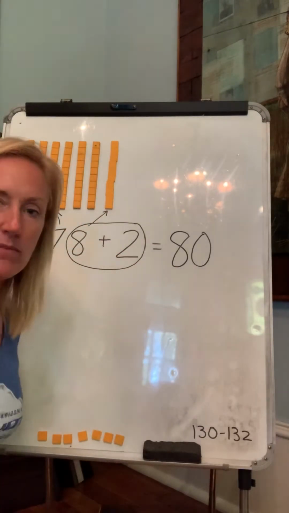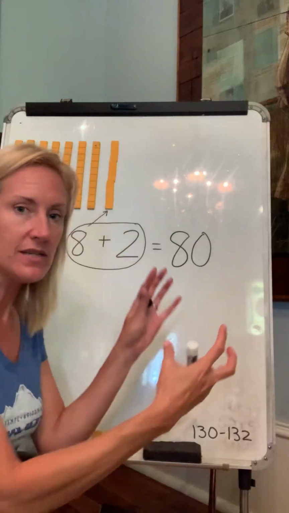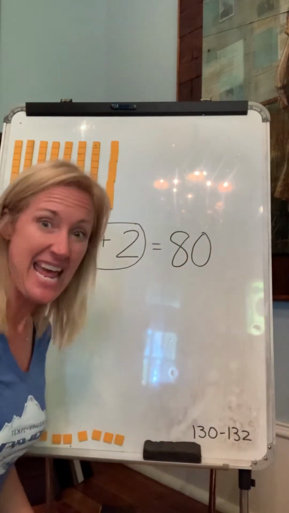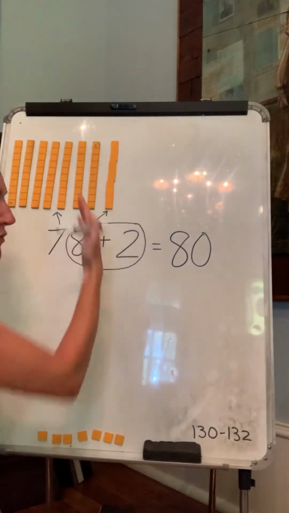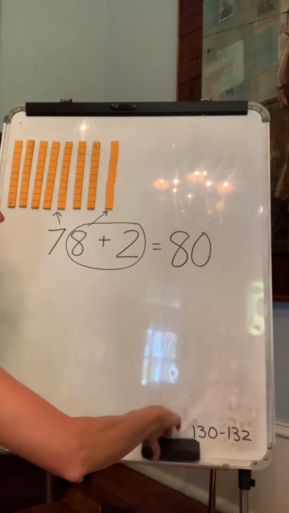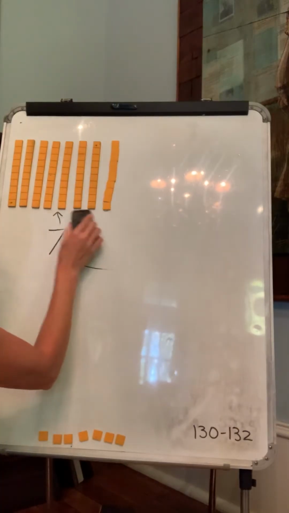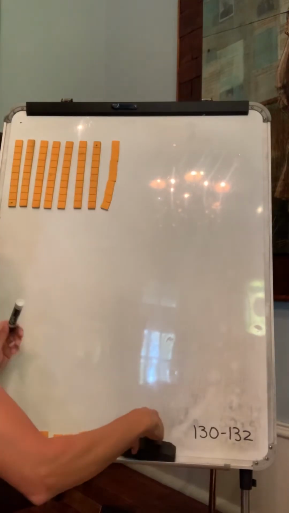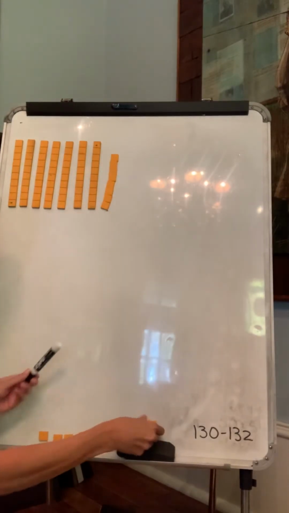So sometimes, if you have too many ones, they can make a 10. And you have to go and move it over to the tens and count it as a 10. Okay, so let's look at this with a different number. Okay, let's go back to my 78.